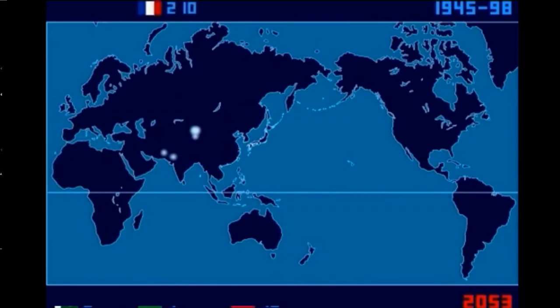We use CANDU reactors to generate electricity for sure. So this is the French. The French have islands in the Pacific, and they have colonies in Africa. So that was 210 that the French detonated.